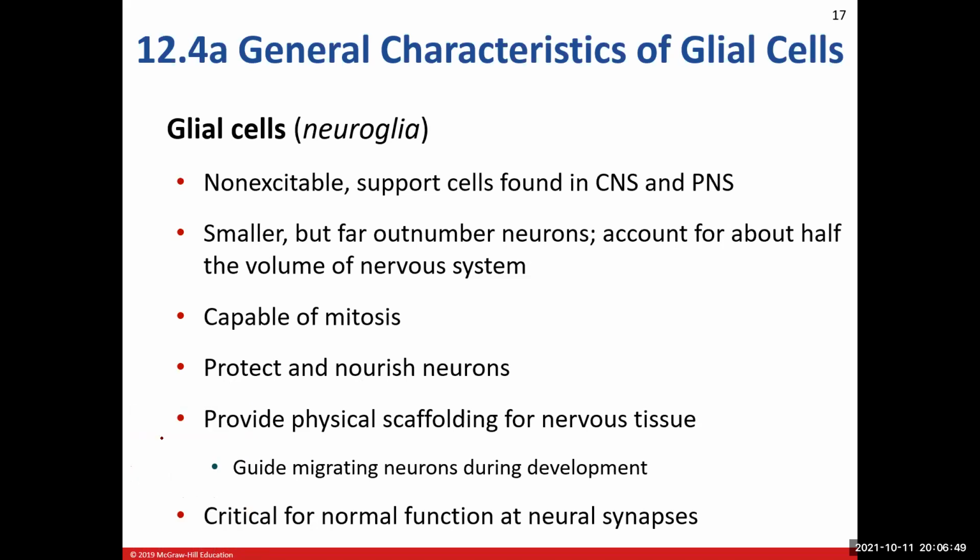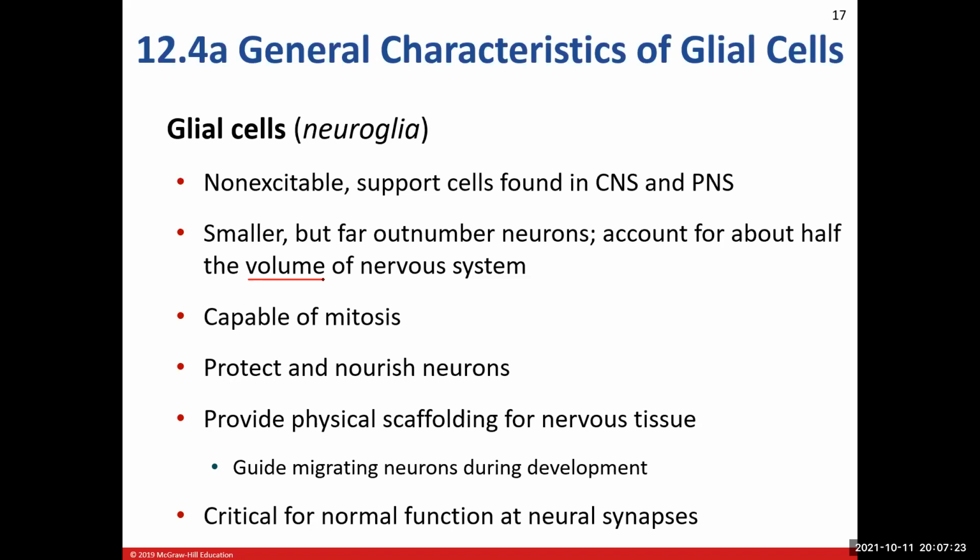Here's the crazy part, okay? Yes, they're smaller, much smaller, okay? But they make up, volume-wise, half of the nervous tissue. So even though they're smaller, they are going to outnumber the neurons because they make up half the volume. These cells can divide, and these cells cannot transmit impulses.